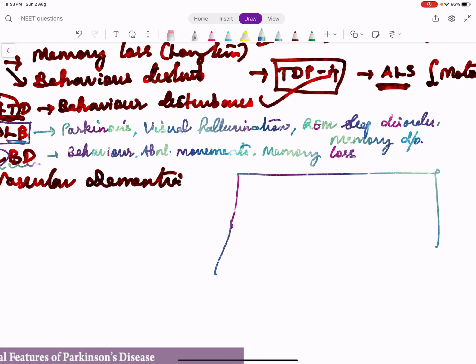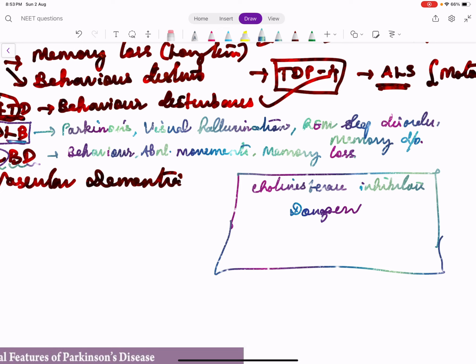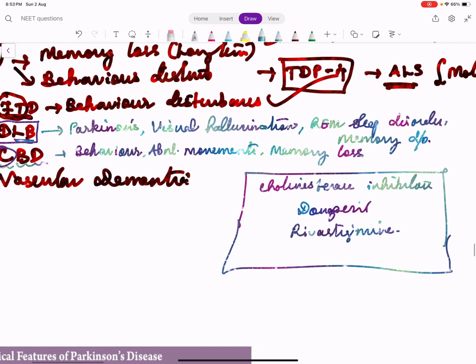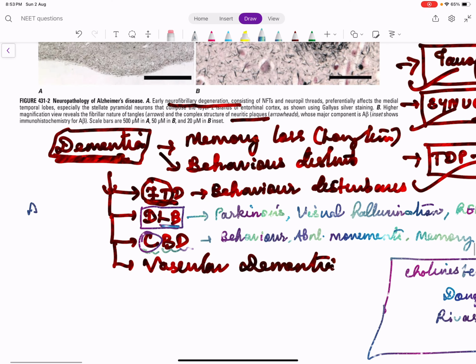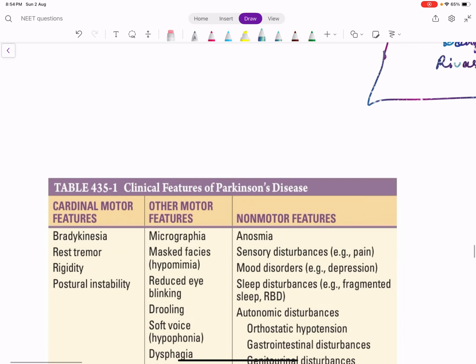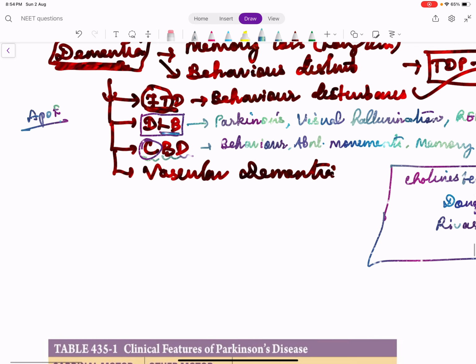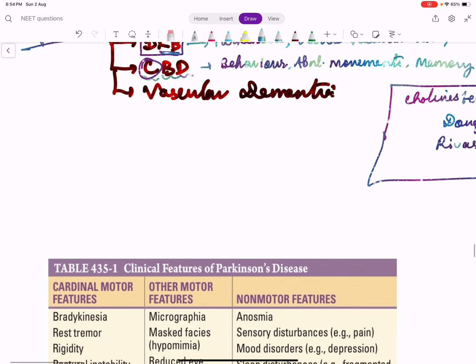So usually we give cholinesterase inhibitors like donepezil, rivastigmine in Alzheimer's disease. There are some genes associated with Alzheimer's also, for example ApoE, etc. Okay. So this finishes one discussion about Alzheimer's and other dementias.